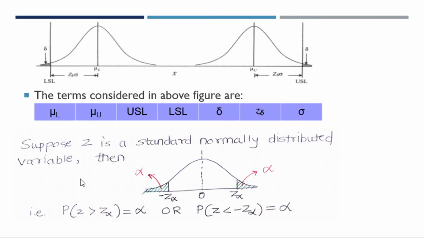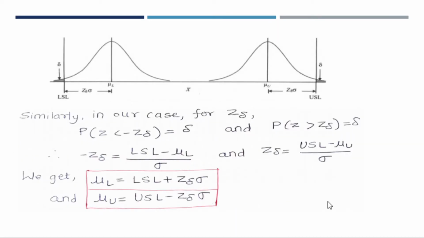Now, in order to understand Z delta better, let us look at this figure. Suppose z is a standard normally distributed variable, then z alpha is a point such that the area in its tail region is alpha. That is, probability of z greater than z alpha is alpha. And from symmetry, we can also write that probability of z less than minus z alpha is also alpha. Next slide, please.